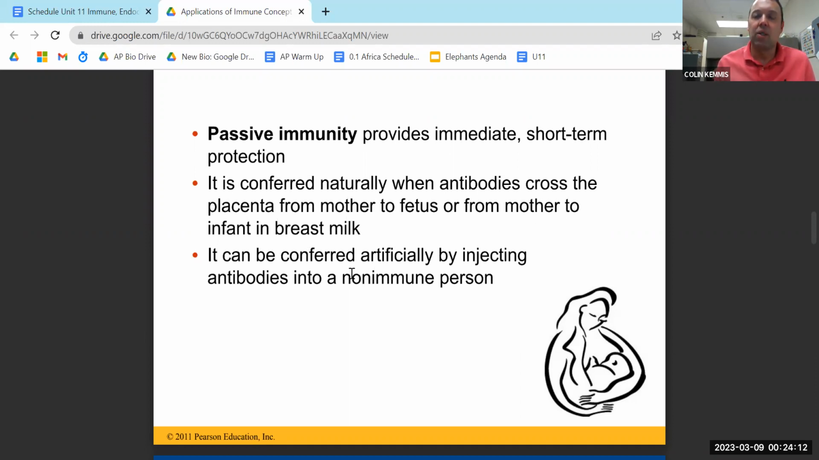But that's kind of a last hope deal to do. So that would be a passive immunity, injecting antibodies either through the milk or through a needle. And those antibodies are made outside of the body from someone else or in the lab.